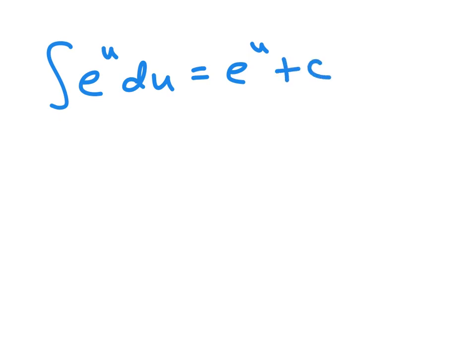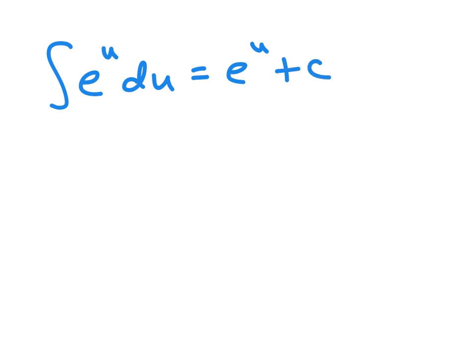Then, of course, the integration is very similar to that. So if the derivative of e to the u is e to the u times u prime, then the integral of e to the u du, remember your du is like your u prime when you do u substitution, is just going to go back to e to the u plus c.